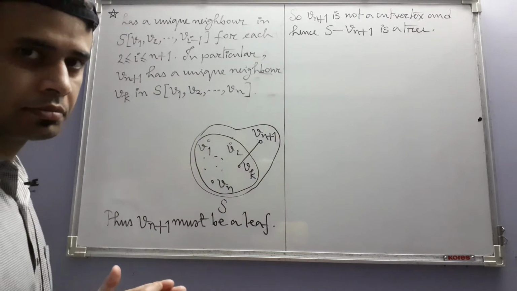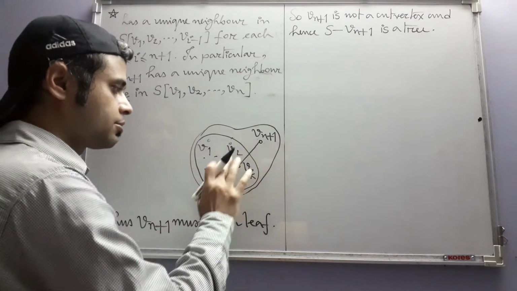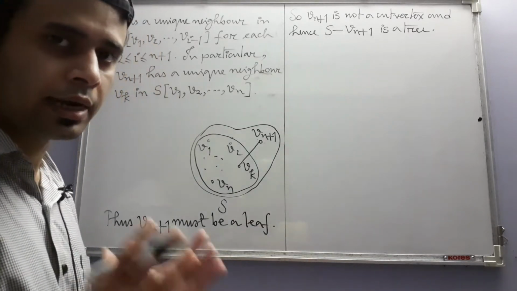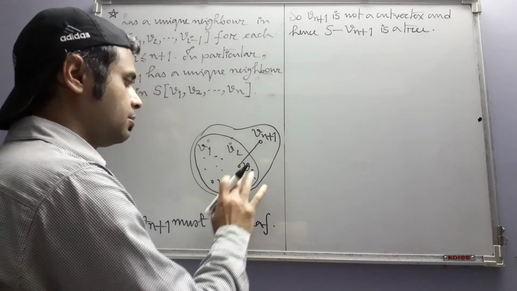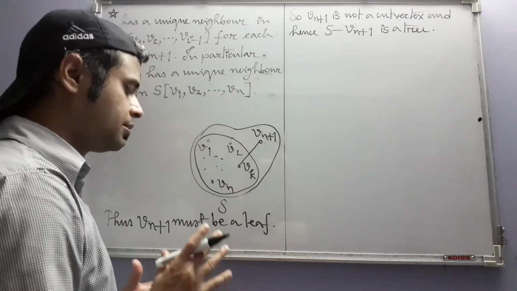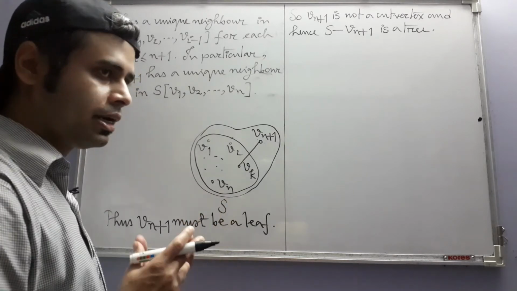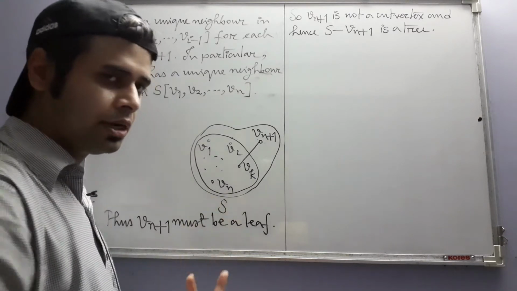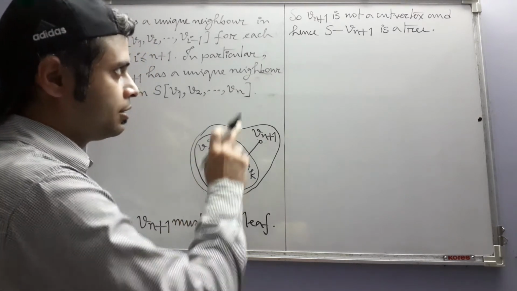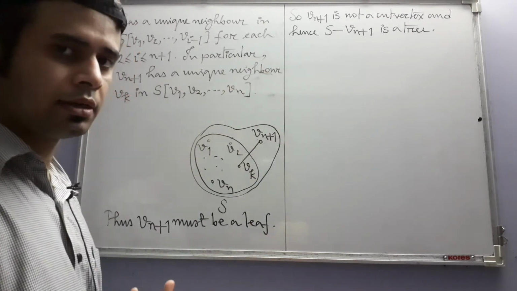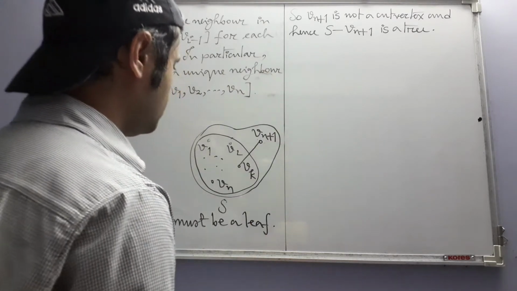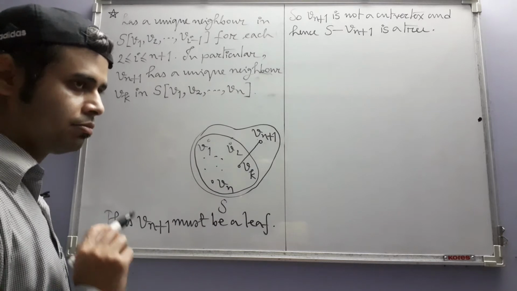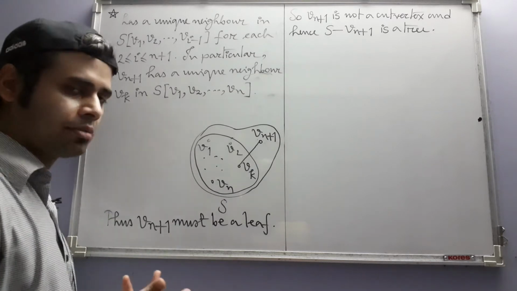Since it's not a cut vertex, first of all its removal keeps S minus Vn plus 1 a connected graph. Now because that is a connected graph and is a subgraph of a tree S, it should also be acyclic. It cannot have a cycle, because otherwise S itself will have a cycle. So S minus Vn plus 1 is a connected acyclic graph, so it's a tree. Now note that S minus Vn plus 1 has n vertices. So can we now apply the induction hypothesis?